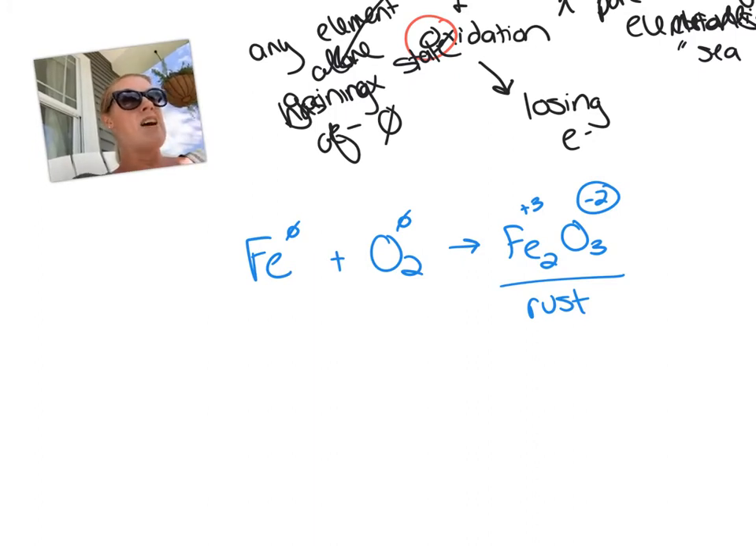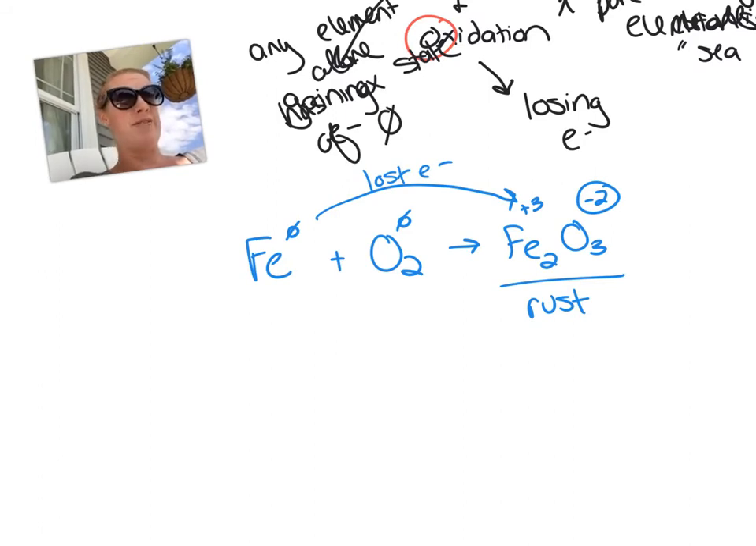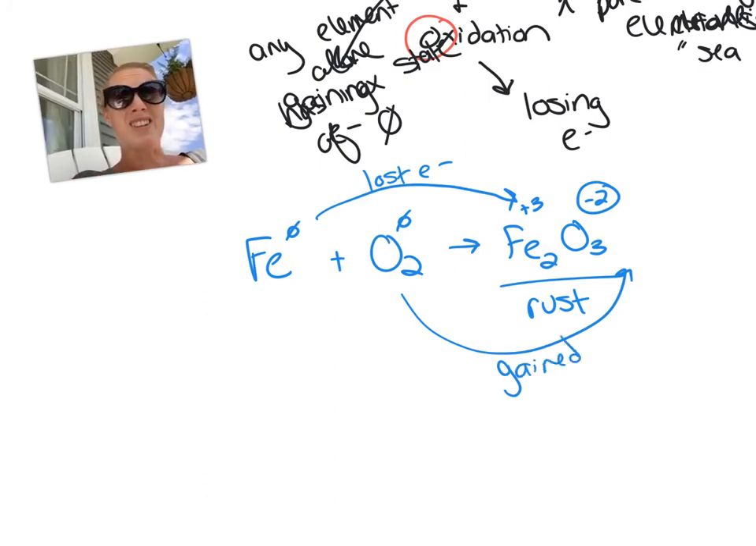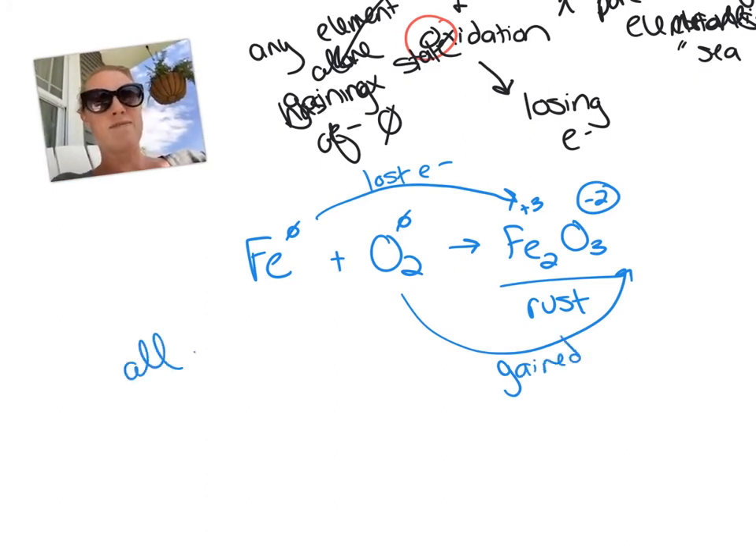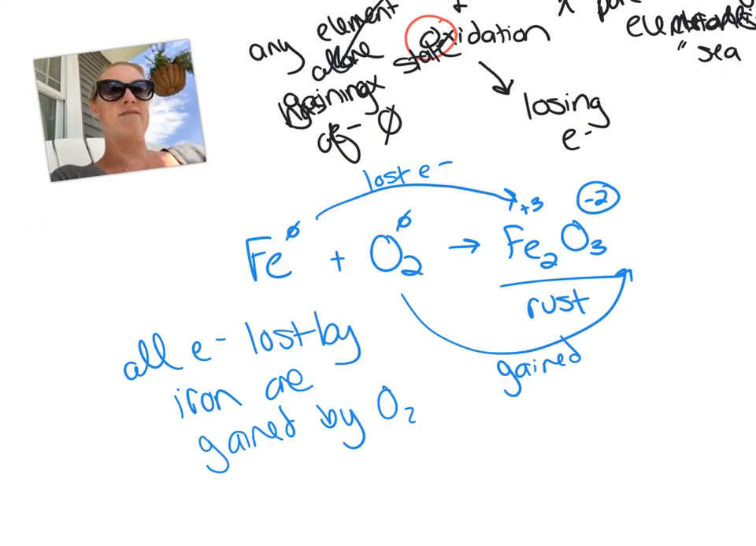So iron went from 0 to +3. What happened is it lost electrons. Oxygen went from 0 to -2. So what happened to oxygen is it gained electrons. Here's what you need to know: all of the electrons lost by iron are gained by the oxygen. I don't even want to make that O2, I want to make that O. That's why you can't have oxidation without reduction or reduction without oxidation. They have to happen together.